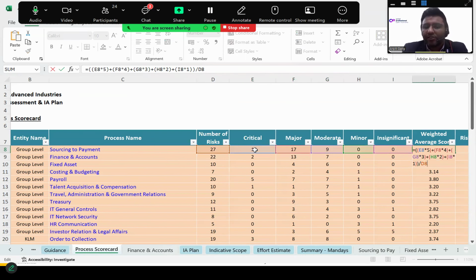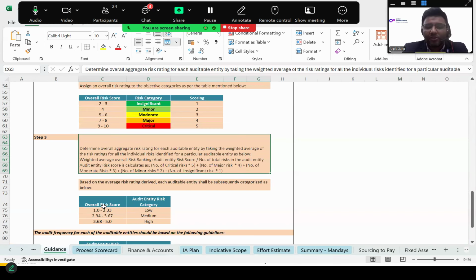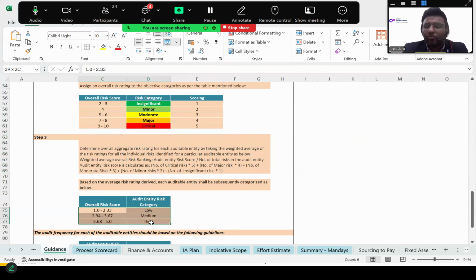We have given weightage 1 into 5, then 17 into 4, 9 into 3, and let's say 2 into 2, and let's say 1 into 0, right? So that's how we have calculated, divided by total number of risks in that area. And with that, we have got a weighted average score of 3.70. So now what is 3.70? Can anyone tell me where 3.70 fits in the overall risk score of the process?